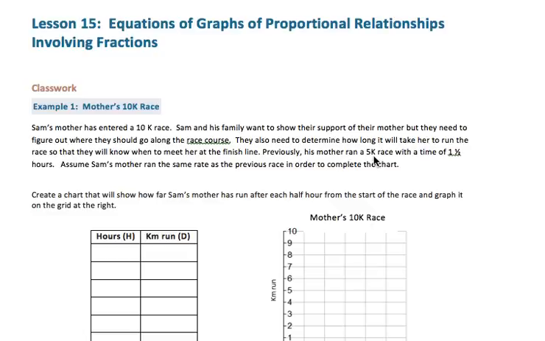Previously, his mother had run a 5K race with a time of 1½ hours. So we're going to assume that Sam's mother can run the same rate as the previous race in order to complete this chart. First of all, what we need to determine then is what was Sam's mother's rate during the 5K race. And we do need a little more information there.